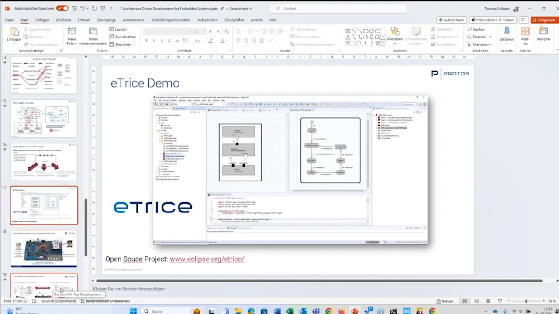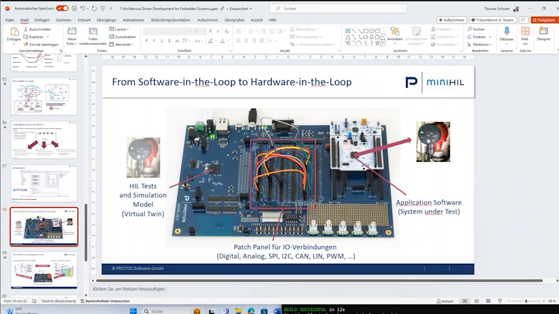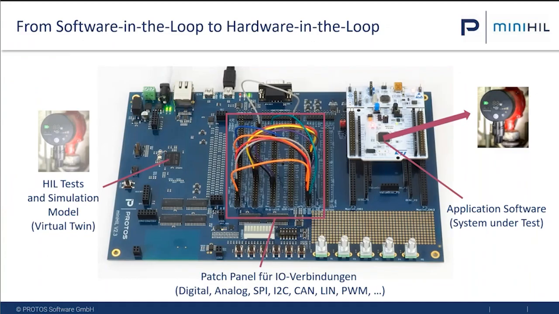Okay, so that was the demo. Let's come to the conclusion. If you want to move on from the software in the loop test to hardware in the loop, you can use our mini HIL. It directly integrates the system under test, the chip, for example your microcontroller with your software, with all the IOs, and here you can run the Room model with the hardware in the loop tests and so on. You can also use it for non-Room models, of course.